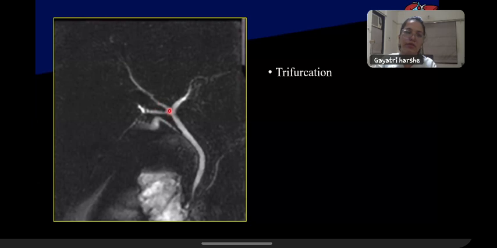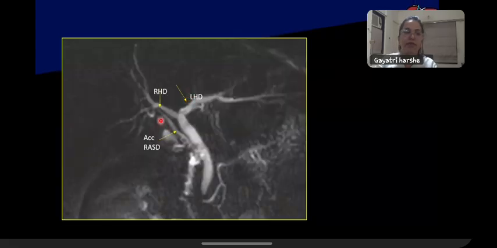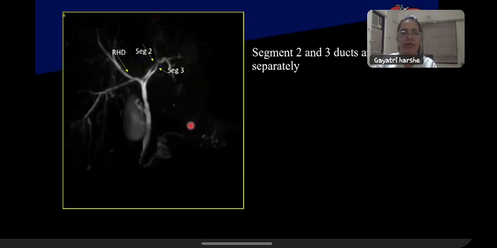This is this routine trifurcation, right posterior, anterior, and left duct. This is accessory right hepatic duct draining into the cystic duct. And this is the RHD, which is formed by right anterior as well as right posterior duct. So these are the variations. If we are doing cholecystectomy, this particular variation we need to know. So cystic duct stump length, according to that we can decide, and biliary leak can be prevented.